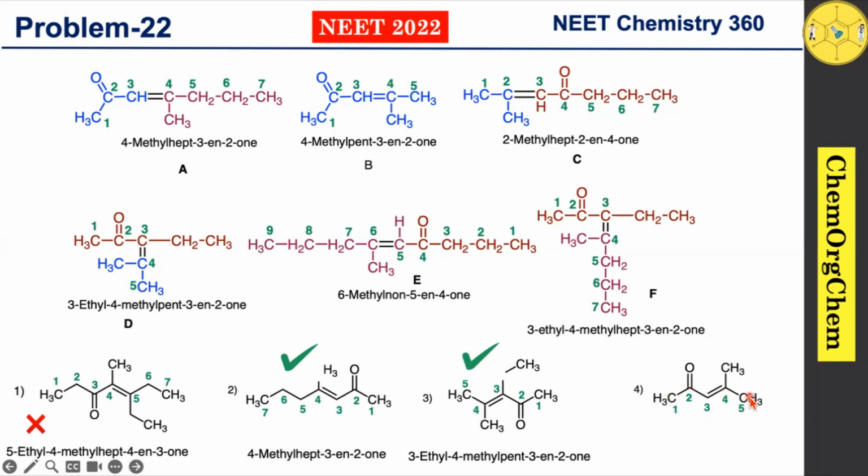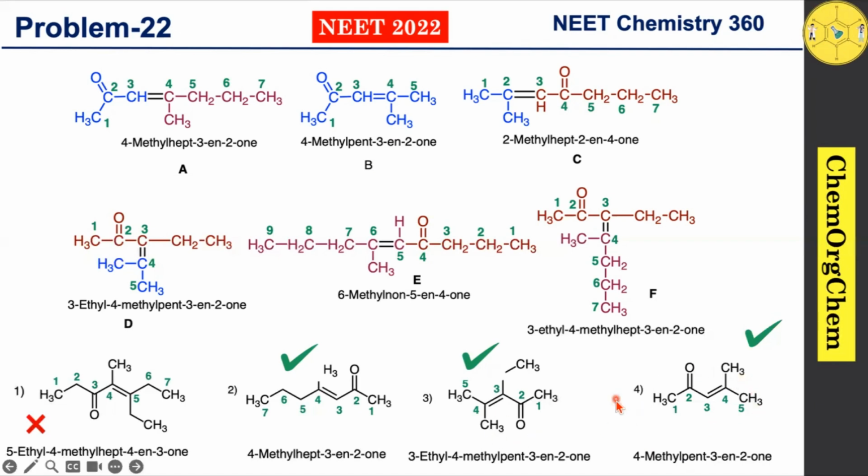So this is the 5 carbon chain. Second carbon has ketone and fourth carbon has methyl. Third carbon has alkene. So 4-methyl pent 3-ene 2-one is the name of this compound. This is exactly matched with our B compound structure. Therefore, this compound is also possible to produce by the reaction between acetone and 2-pentanone.